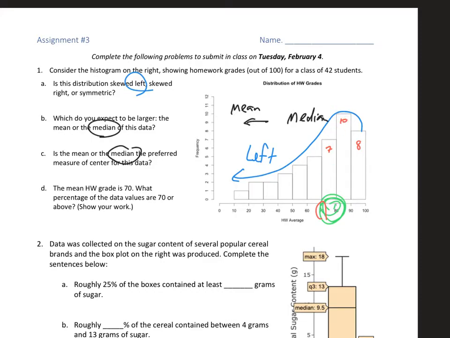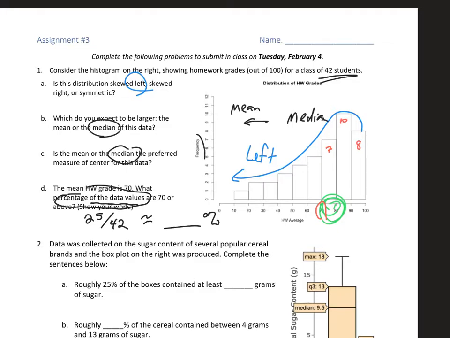This means there are 10 homework grades between 80 and 90, and this means there are 8 homework grades between 90 and 100. So the number of homework grades that are 70 or above is going to be 7 plus 10 plus 8. So there's 25 of those total, but we're trying to figure out what the percentage of the data values. And so this of the data values means I should be dividing by the number of data values. And we're told up here that that's 42. So 25 out of 42, whatever that is, written as a percentage, is the answer to that question.